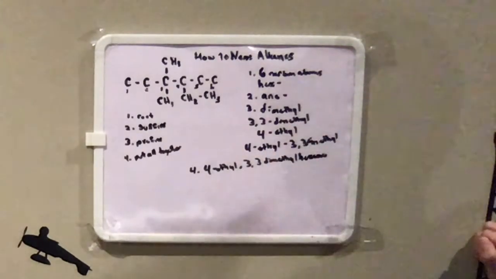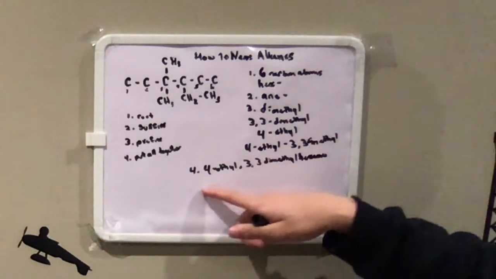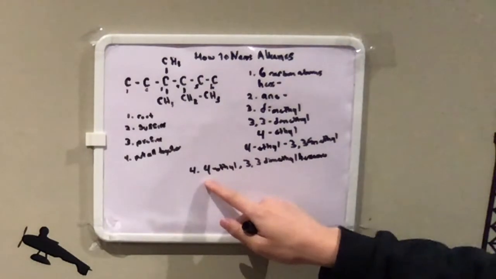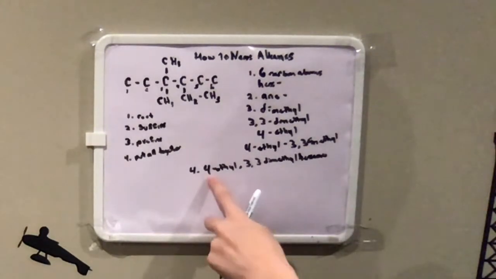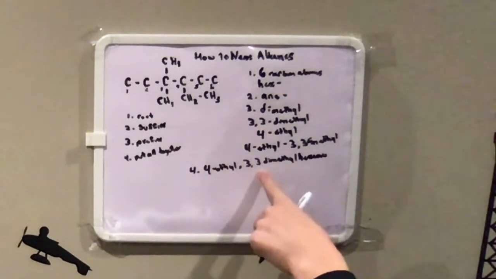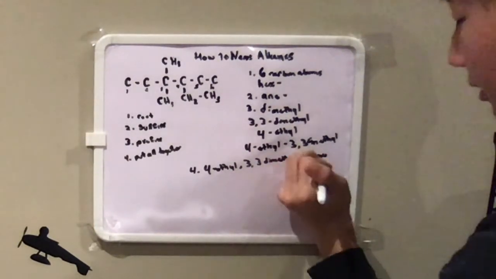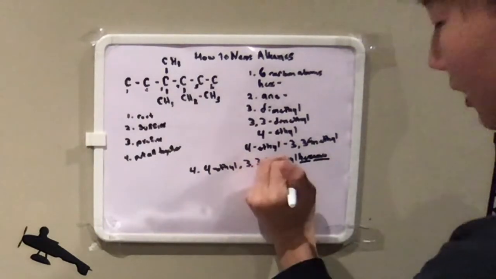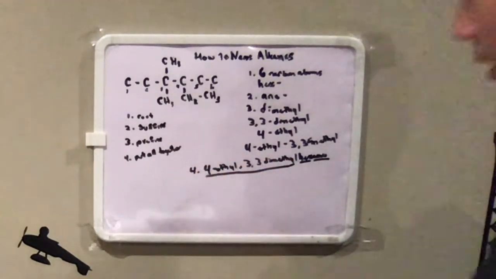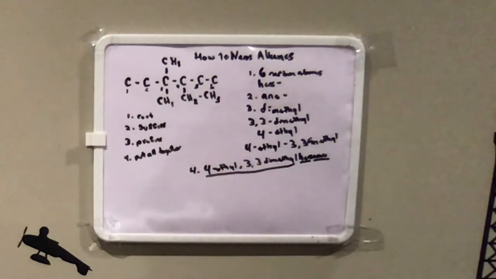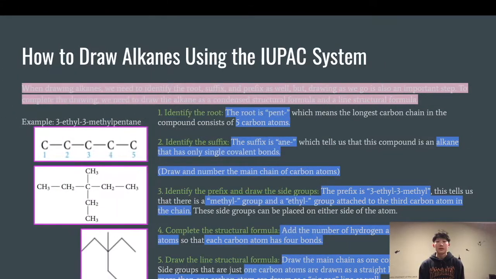So at the end of our alkane name. So the full name of our alkane is 4-ethyl 3,3-dimethyl hexane. So this would be the root, this would be the suffix, and the rest would all just be the prefix. And that is how to name alkanes.